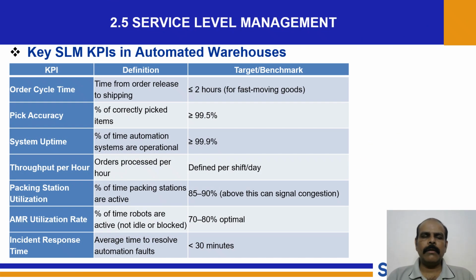Then what are the key SLMs here? See, SLM means we are defining our own parameters. No third party or somebody else is going to give them. We are going to define our own need and necessity. So likewise KPIs: the first KPI is order cycle time. What is the time you are going to offer them?